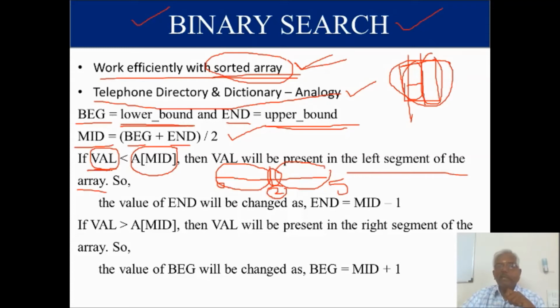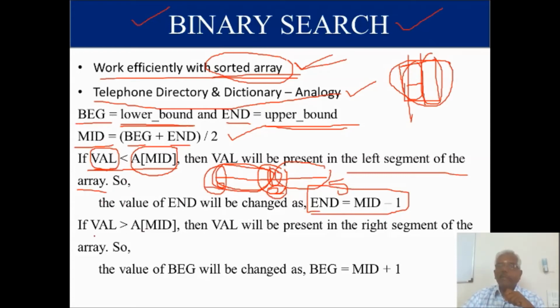Here if the value is less than the mid value, I go for the left segment. What is the left segment? This is the left segment. The start index value is going to be the same. What about the end index value? This is going to be the mid position minus 1. So that's why end is equal to mid minus 1. There is no change in the beginning.